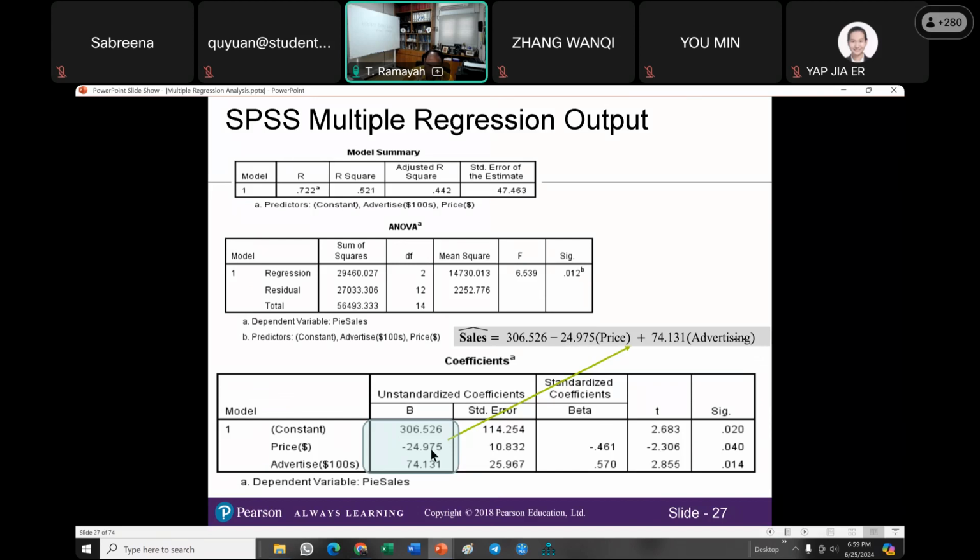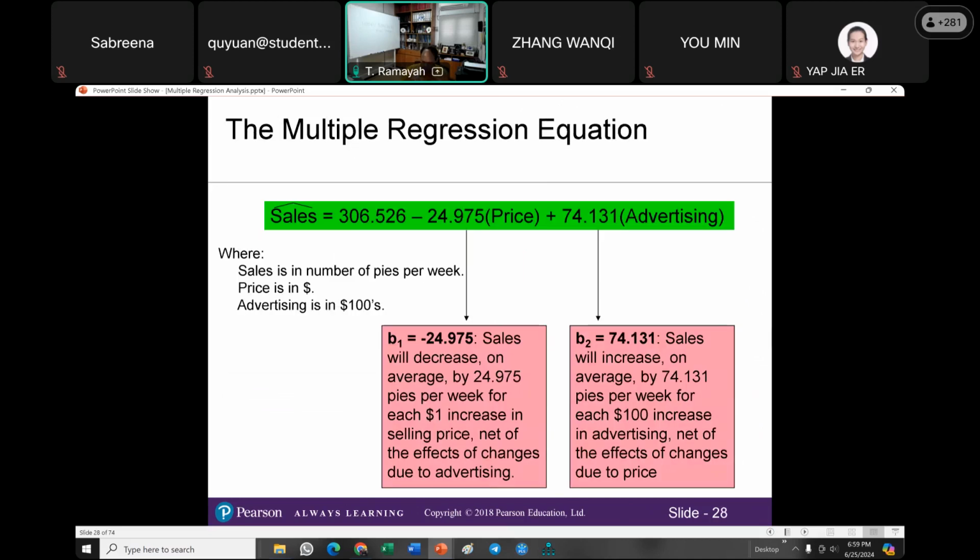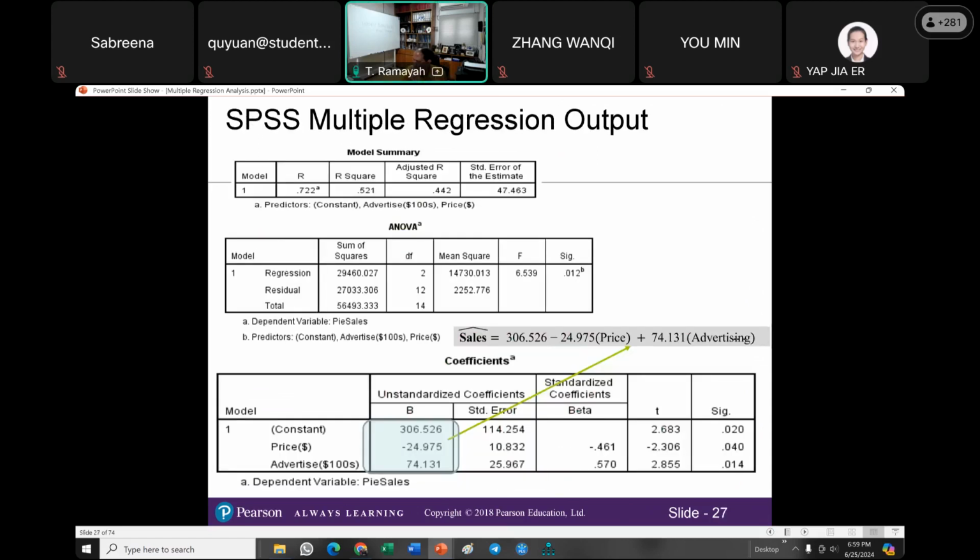This is actually the coefficient for price. Plus 74.131. This is the coefficient for advertisement. So this is how you can write an equation if the data is objective. If the data is subjective, usually we don't write an equation. We write hypotheses. So this is how you summarize them. Any questions on how you write an equation from the multiple regression output?